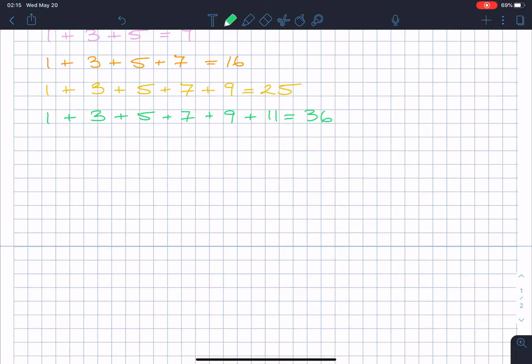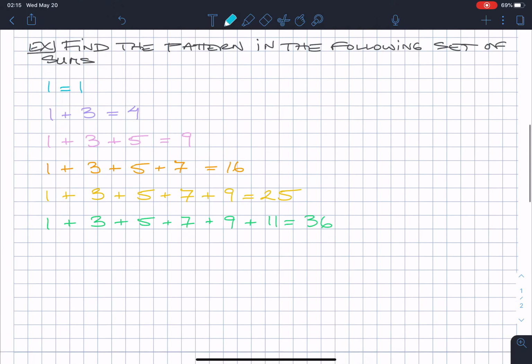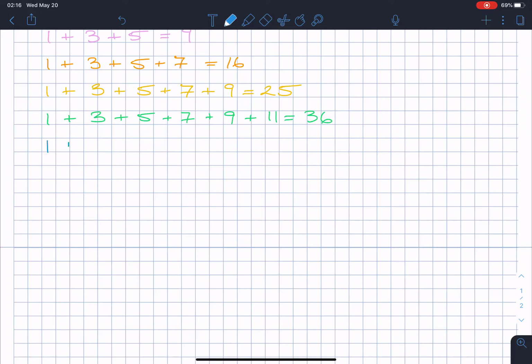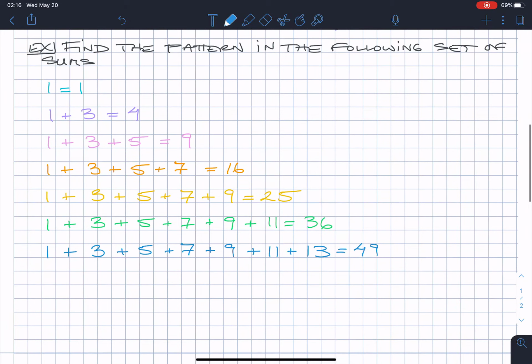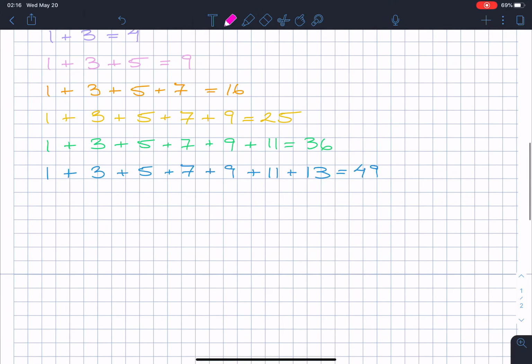Interesting. Oh, what the heck? Shall I do one more? Because I just can't help it. Go full circle. Let's do dark blue for this one. So 1 plus 3 plus 5 plus 7 plus 9 plus 11, and then plus 13, right? So 13 to 36 is 49. So this is interesting because 49 is a perfect square, right? 49 is 7 squared, or 7 times 7.